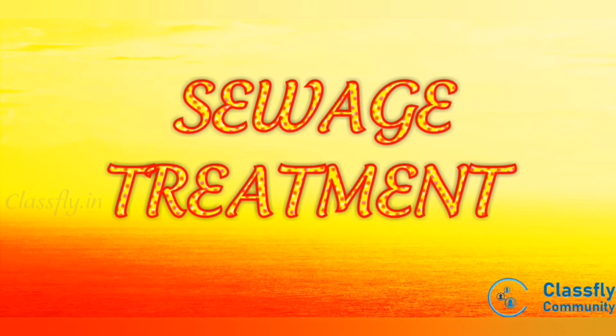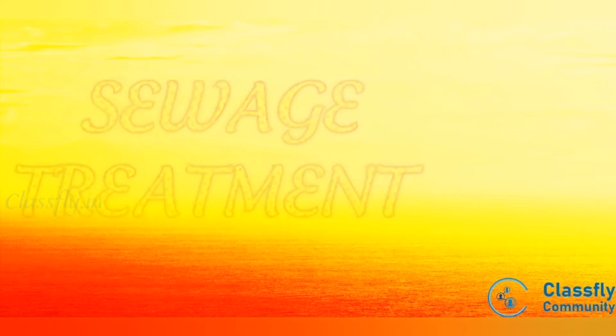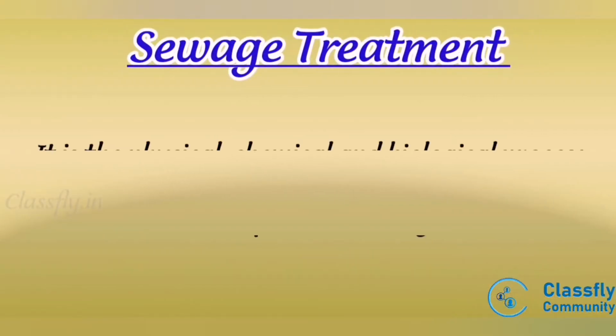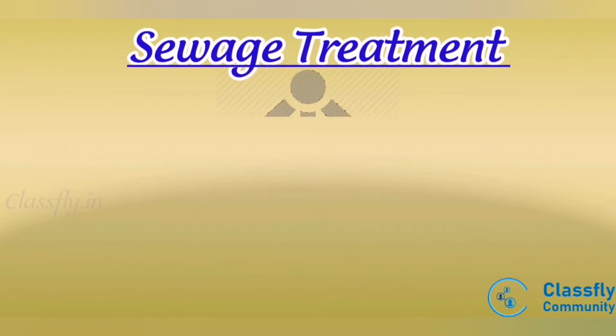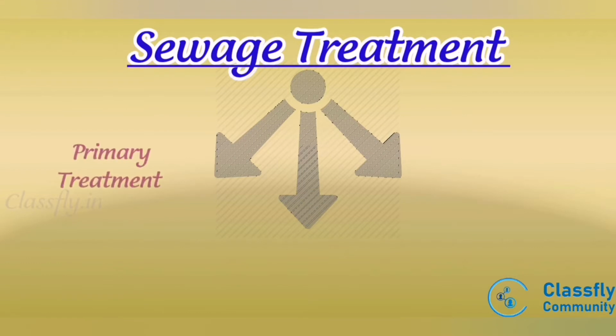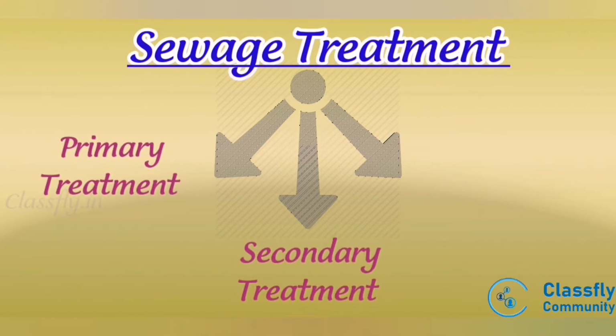Hello, today we're discussing sewage treatment. Sewage treatment is the physical, chemical and biological process of removing physical, chemical and biological contaminants from sewage water. Sewage treatment mainly involves three methods. First one, primary treatment; second one, secondary treatment; third one, tertiary treatment.